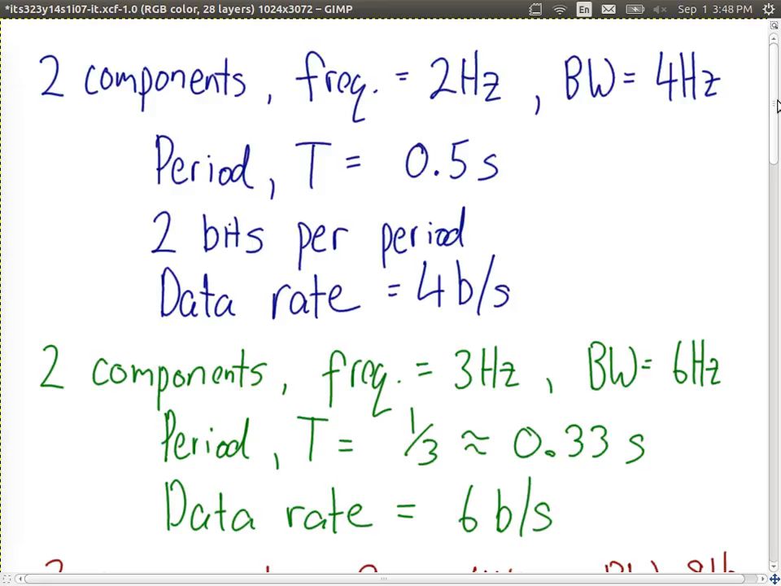The data rate is a characteristic that we care about for our link. The bandwidth and frequency are characteristics of our signals. So we need to design or select a signal with those characteristics that will produce a data rate that we want to achieve.